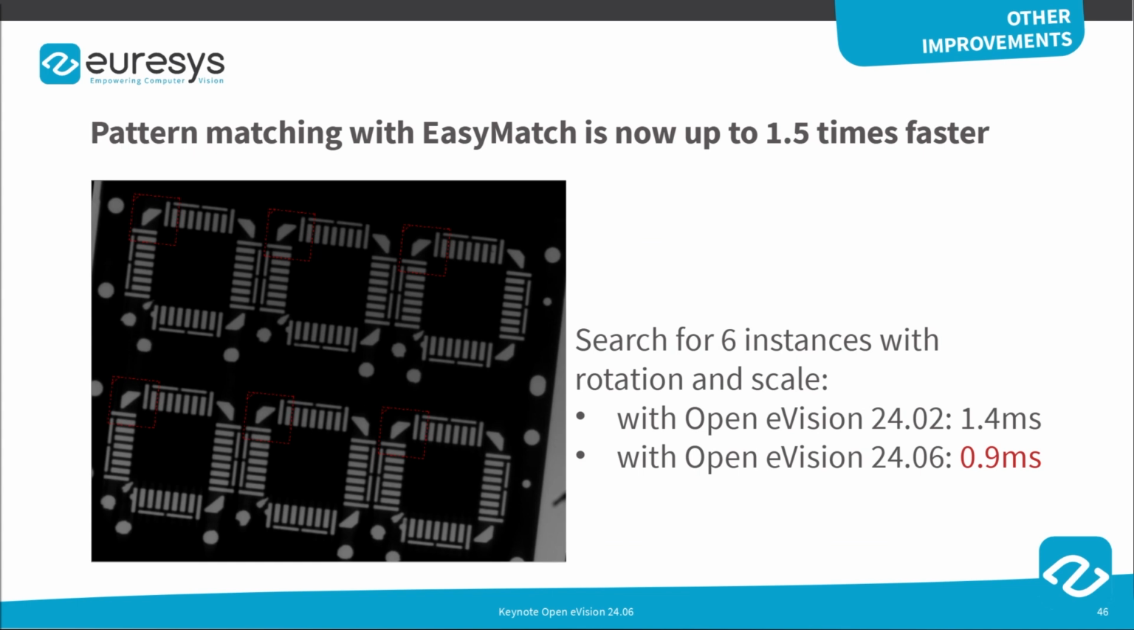We also spent some time optimizing EasyMatch. EasyMatch is one of the libraries for pattern matching, and now EasyMatch is up to 1.5 times faster, so 50% faster than the previous version of OpenEVision. It's especially visible if you search for multiple instances with scale and rotation.